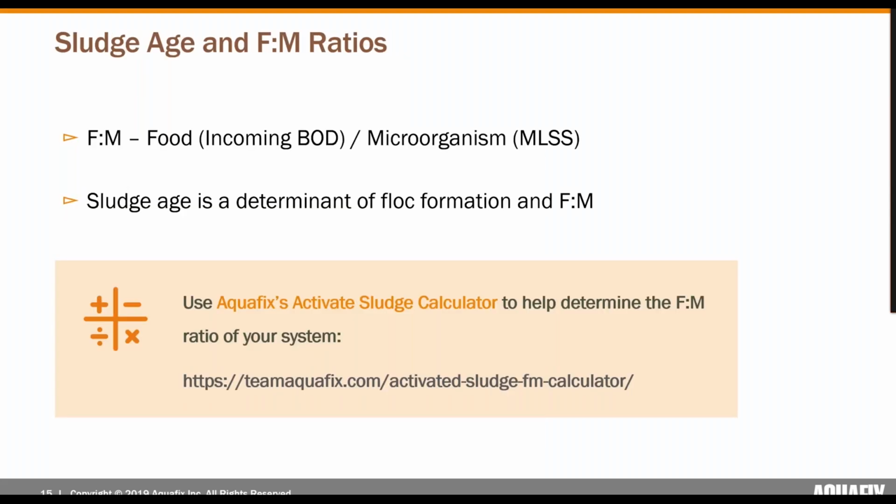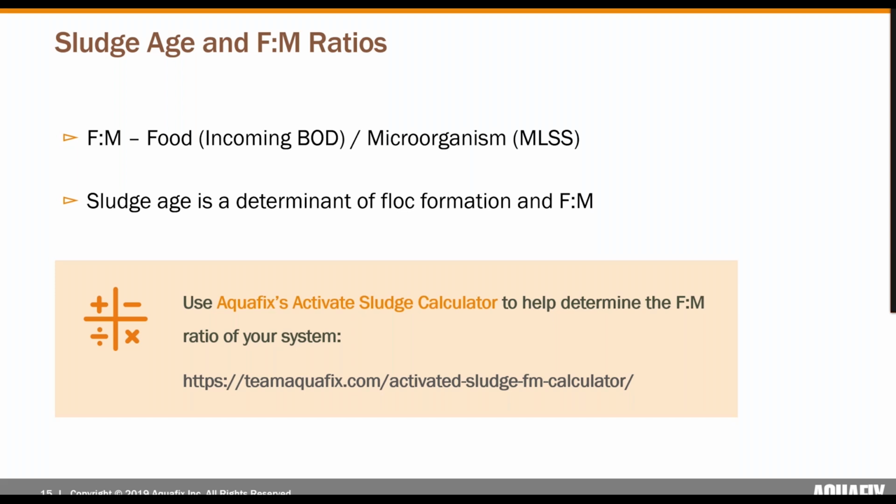So interestingly, sludge age is not only going to be associated with floc formation, but sludge age is also going to be directly associated with the F to M ratio of a wastewater treatment system, and we're going to see all of these terms interact coming up. So F to M is the ratio of incoming food or influent BOD in comparison to the total number of microorganisms within a treatment plant, or the MLSS, mixed liquor suspended solids.